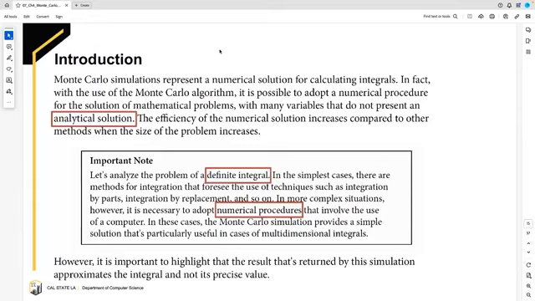In the simplest cases, there are methods for integration such as integration by parts, integration by replacement, and so on. You might have heard these methods in your calculus courses before, if you remember. In more complex situations, though, it is necessary to adopt numerical methods that involve the use of a computer. In these cases, the Monte Carlo simulation provides a simple solution that is particularly useful in cases of multidimensional integrals.